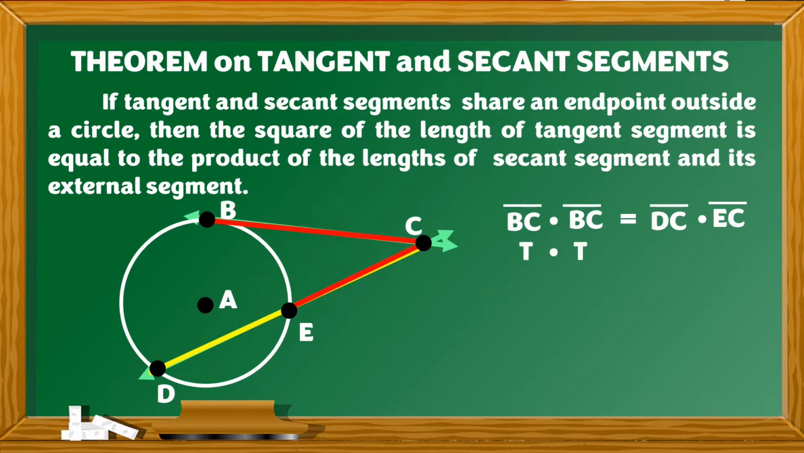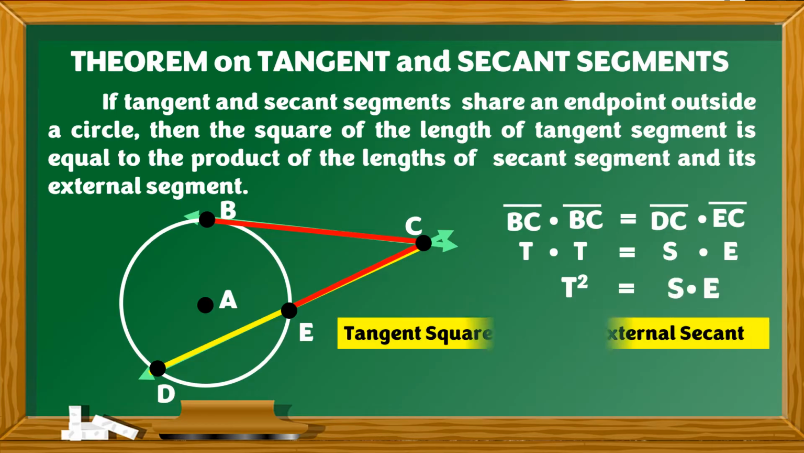Line segment BC is the tangent, so T times T is equal to line segment DC, the secant, times line segment EC, the external segment. If we simplify, T squared is equal to S times E. So tangent squared is equal to secant segment times external secant.